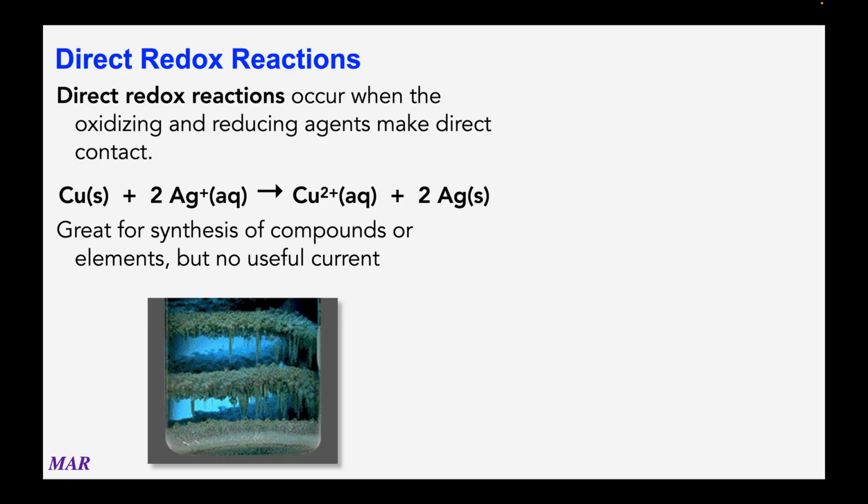So we won't get useful current out of this. We'll talk about current in a little bit, but you do have really high yields. You'd get pretty high yields of silver metal out of this one as an example.